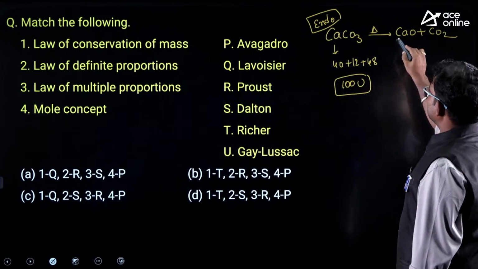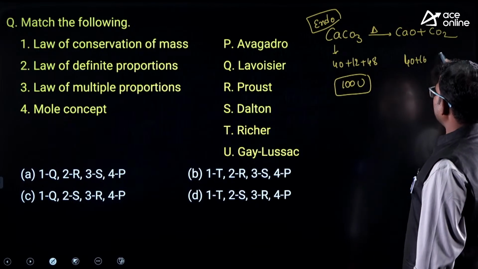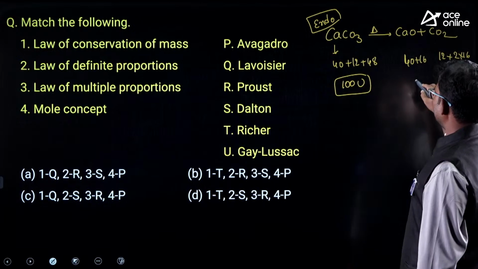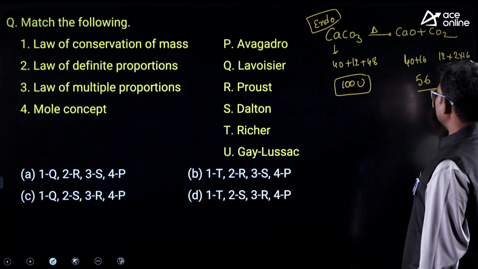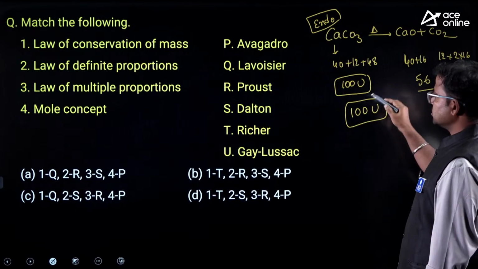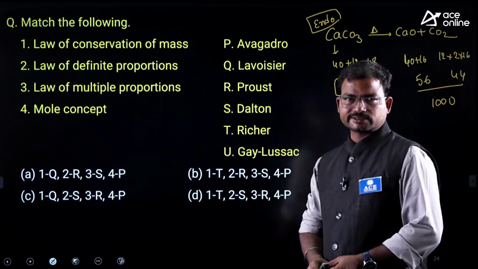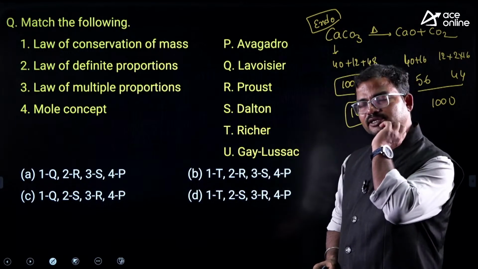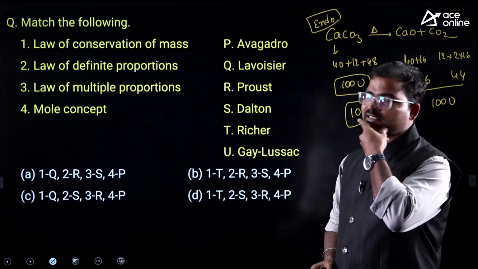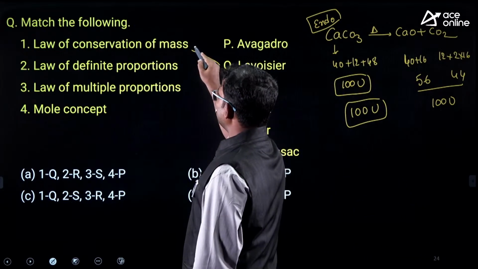Next, calcium oxide: 40 plus 16. Next carbon dioxide: 12 plus 2 into 16, which is 44. Here it is 56. So left side mass is 100 units, right side mass is also 100 units. So there is no change in mass. It means reactant mass and product mass are the same. Because of that, this is considered as the law of conservation of mass. Actually it was proposed by Lavoisier.